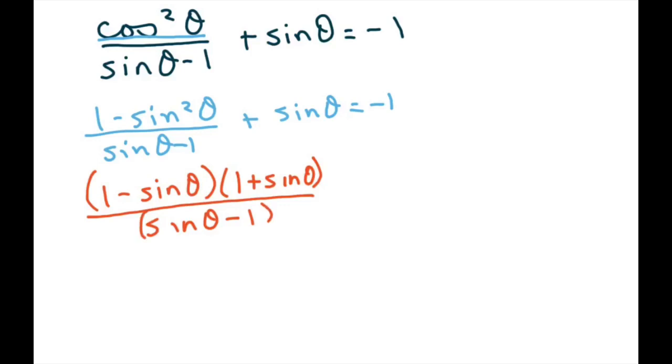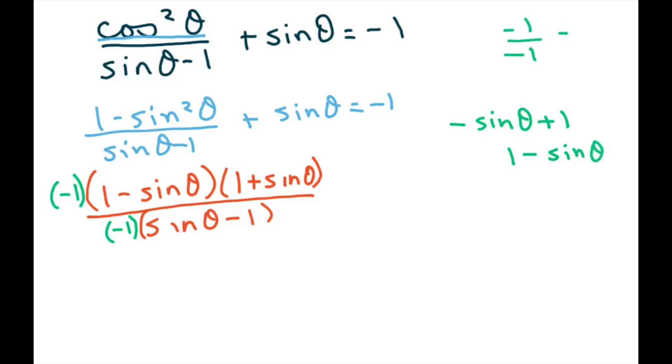So what I'm going to do is multiply the numerator by -1 and multiply the denominator by -1. When I multiply the denominator by -1, I'm going to have negative sine of theta plus 1. And if I rewrite that, I'm going to have 1 minus sine of theta. So as long as I multiply, because -1 divided by -1 equals 1, as long as I do the numerator and the denominator the same, it's going to work out.